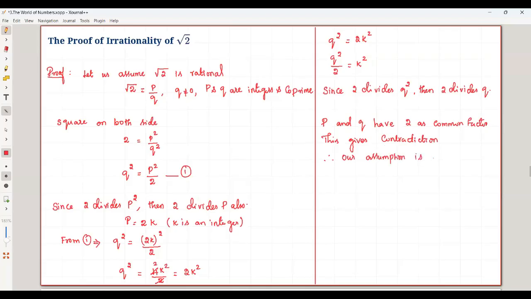What is our assumption? I have taken root 2 is rational. So now my assumption is wrong. Therefore, we can just say root 2 is irrational.